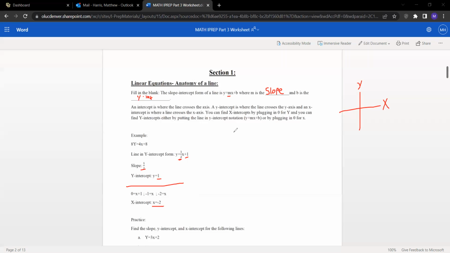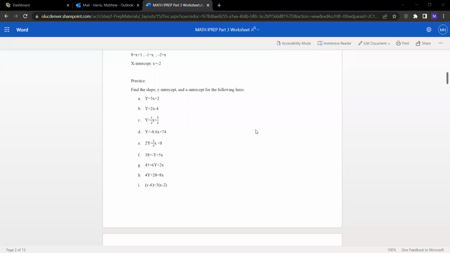Let me practice some more. Let's look at some problems. First we have y equals 3x plus 2. What is the slope of this problem? Remember, in slope-intercept form, we have y equals mx plus b. So the slope is equal to 3. What's the y-intercept? Remember, it's b. So it's going to be 2.